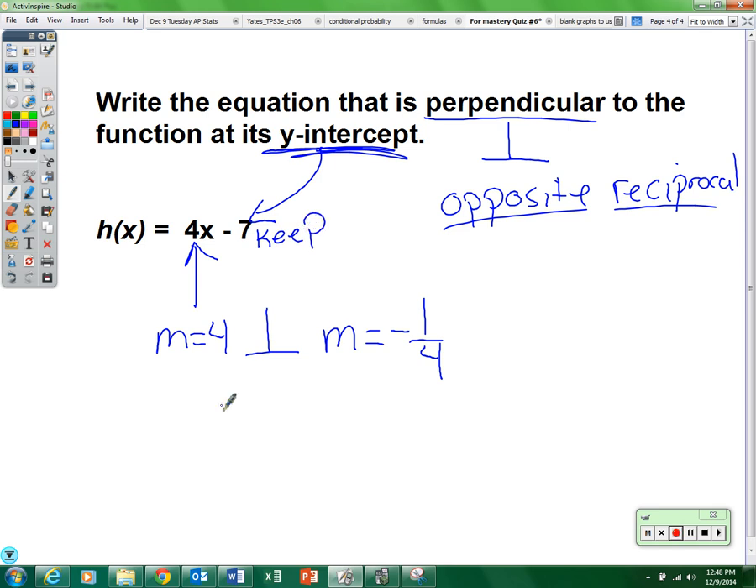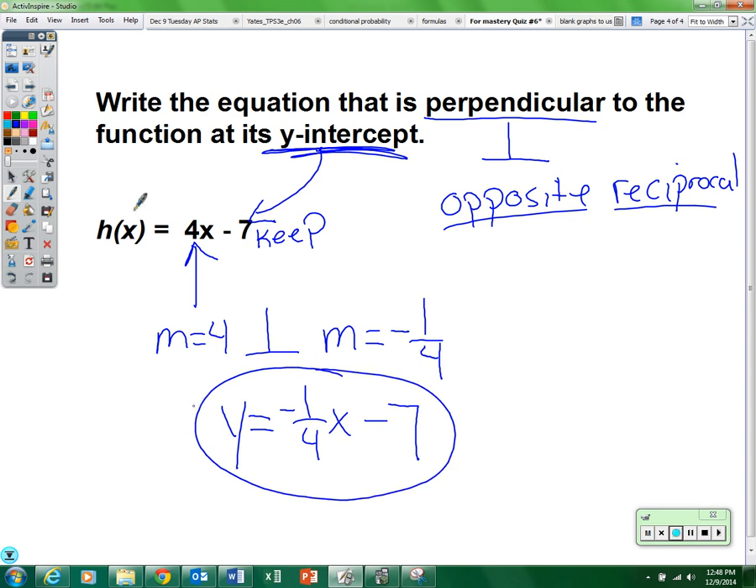All right, here we go. So y equals -1/4 x minus 7. Now, these two are perpendicular to each other. So y equals -1/4 x minus 7 is perpendicular to the function for x minus 7. That is it for Mastery Quiz number 6. Good luck.